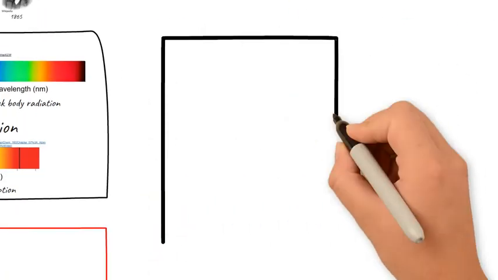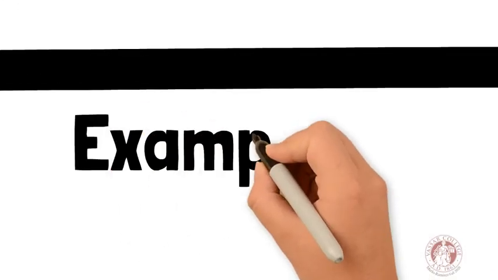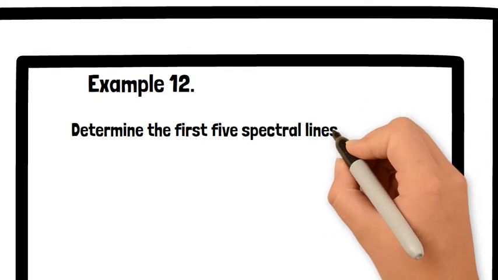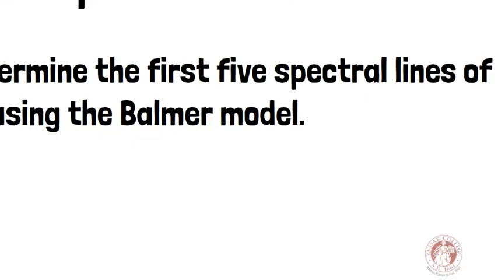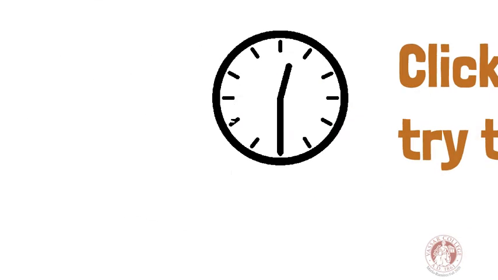Let's solve an example to see how the Balmer series works. Example 12. Determine the first 5 spectral lines of hydrogen by using the Balmer model. Could you solve it? Answer.